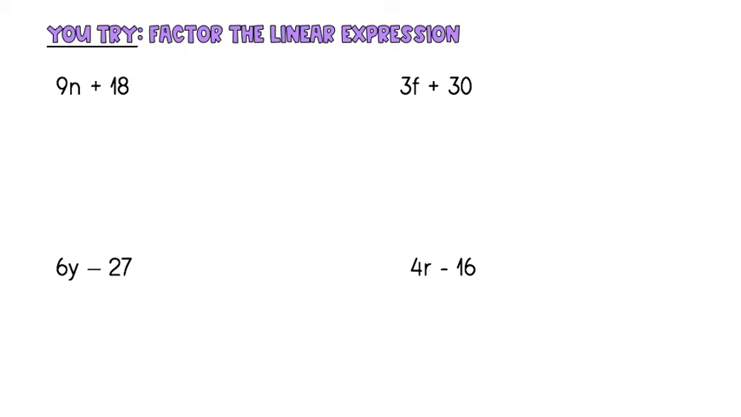Try these problems on your own. So we have 9n + 18. Both of these terms can be divided by 9. So 9 is going to go on the outside of my parentheses. 9n divided by 9 is just n by itself. And 18 divided by 9 is 2.